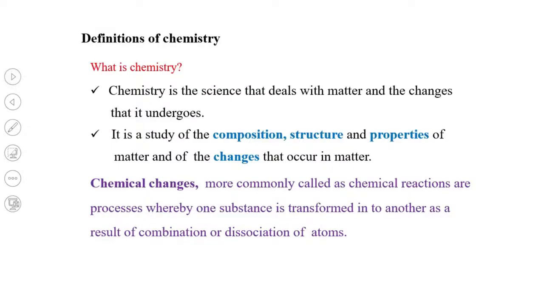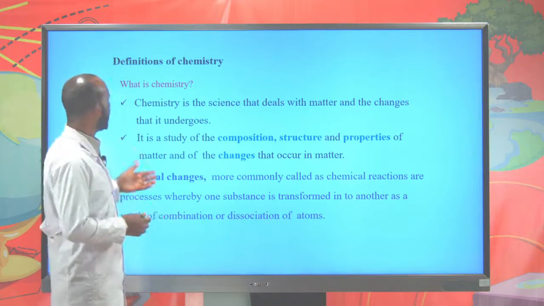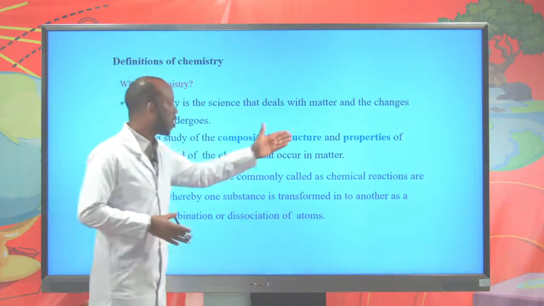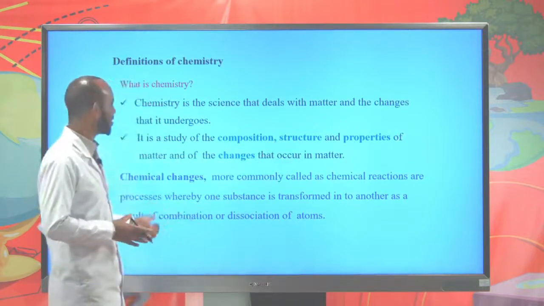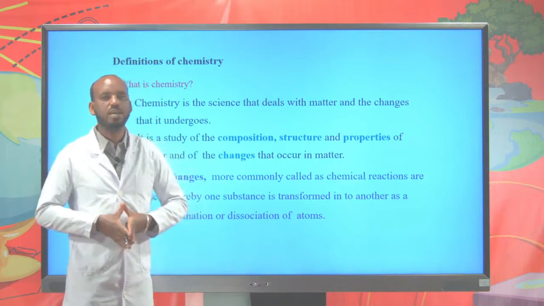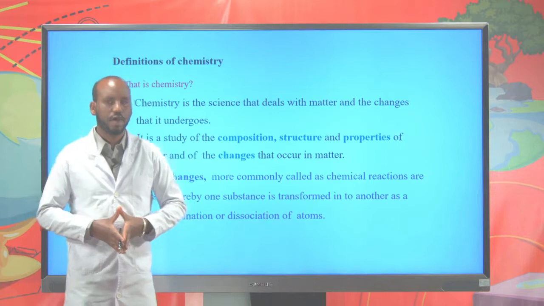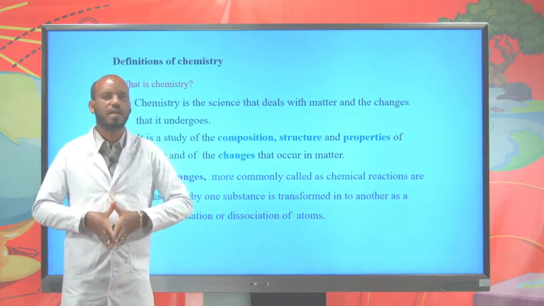Definition of chemistry. What is chemistry? This is a very good question. Chemistry is defined as the science that deals with matter and the changes that it undergoes. Chemistry is the study of the composition of matter, structure of matter, and properties of matter and of the changes that occur in matter. Chemistry is quite simply the study of matter. Matter is anything that has a mass and takes up space.